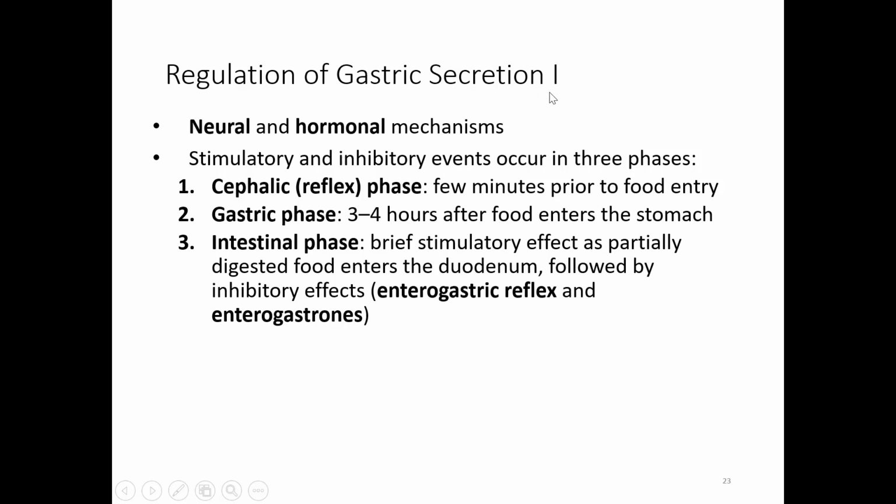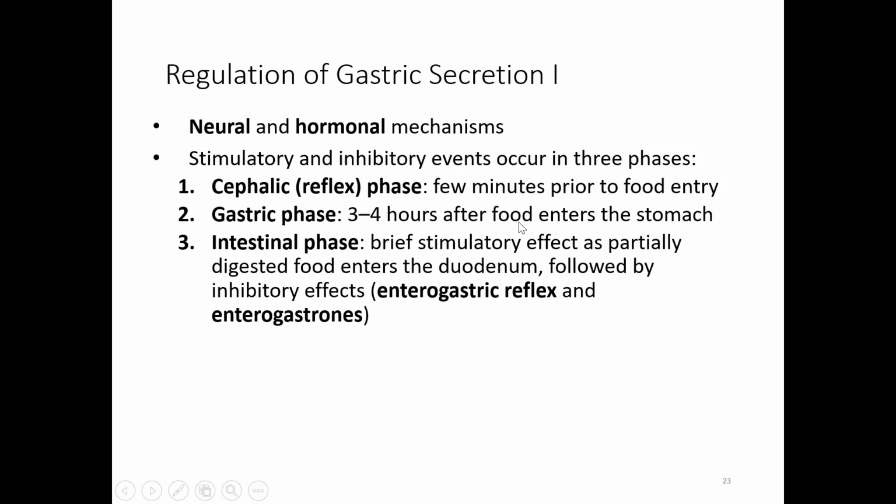How is gastric secretion regulated? Through neural processes and through hormones. So, how does our nervous system regulate gastric secretion? There are three phases. First is called the cephalic or reflex phase. It starts several minutes before food even enters the stomach. It can even start before you start eating. Let's say you are very hungry. You see food, you smell food, you start salivating. At the same time, your stomach starts producing stomach juice. That is the cephalic phase.